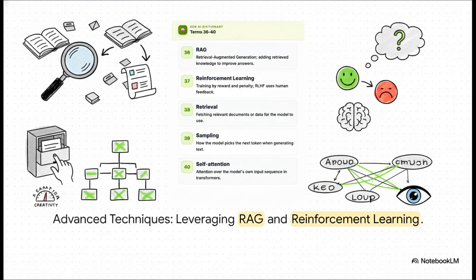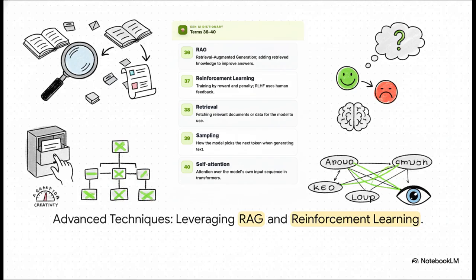Building on that, let's look at some more advanced techniques. There's RAG, which stands for Retrieval-Augmented Generation. This is a clever way to make answers better by having the AI first go look up information from an external source. So a customer service bot using RAG might quickly pull up the official product manual before it answers your question just to make sure it's accurate. This is often trained using reinforcement learning, where a model learns from getting rewards and penalties, a lot of the time based on human feedback.